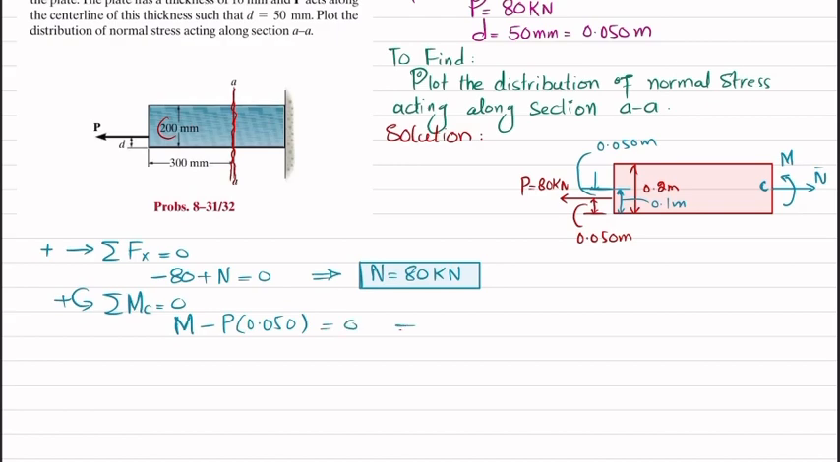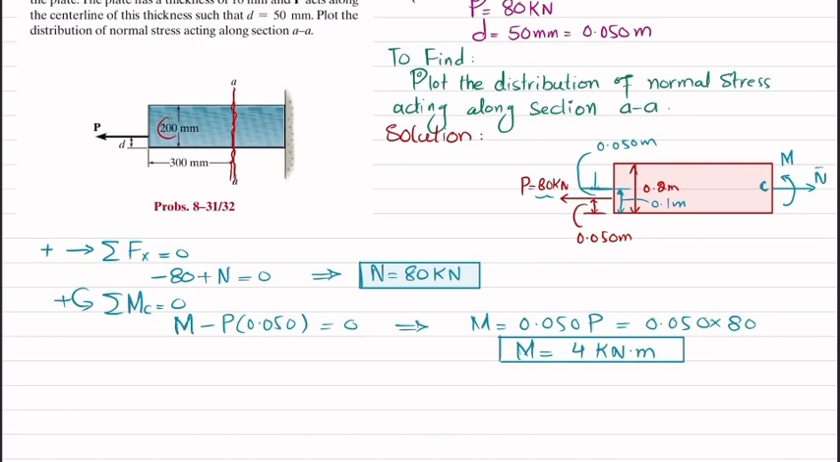Okay, so from here you will get moment is equal to 0.050 multiplied by P, and we know that P is given as 80 kilonewton. So moment will be equal to 4 kilonewton-meter. Now you have this moment.